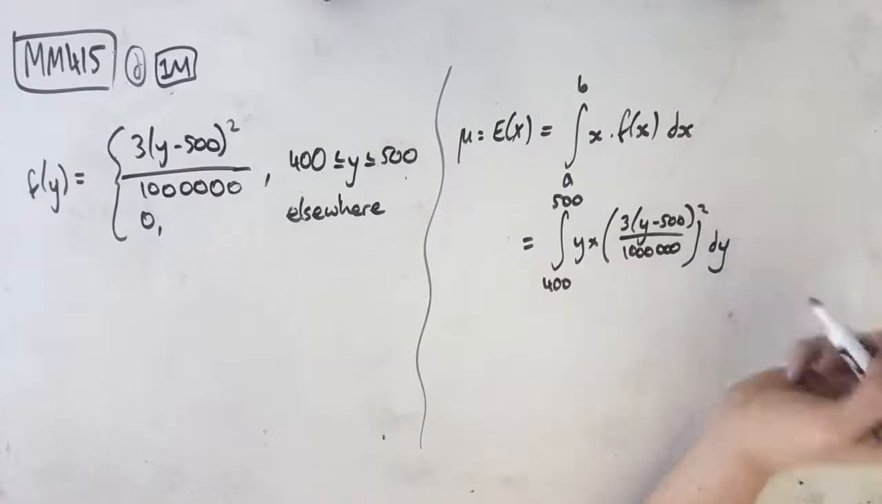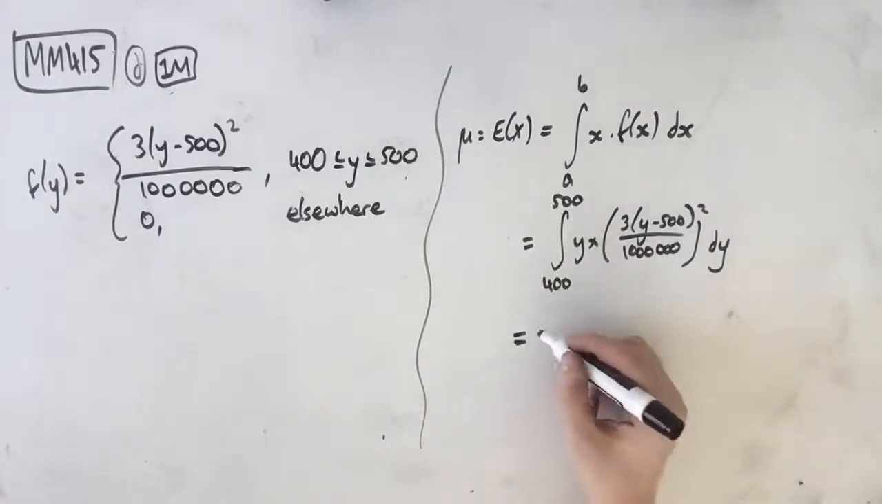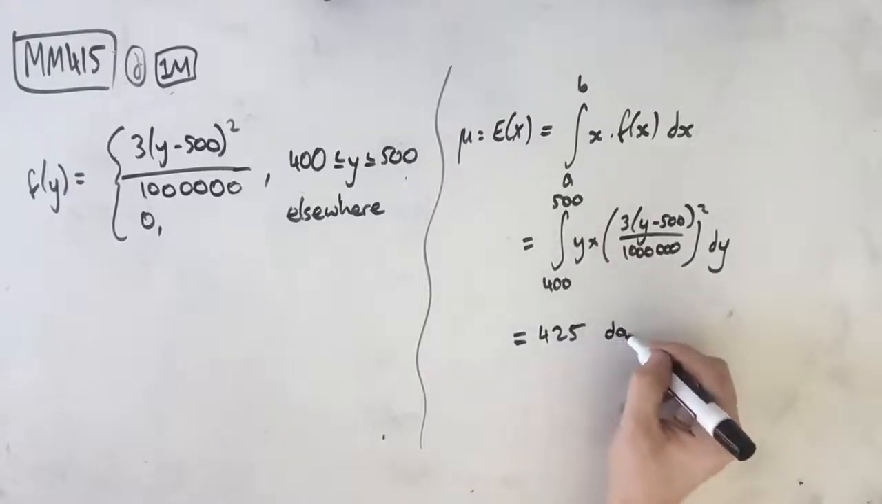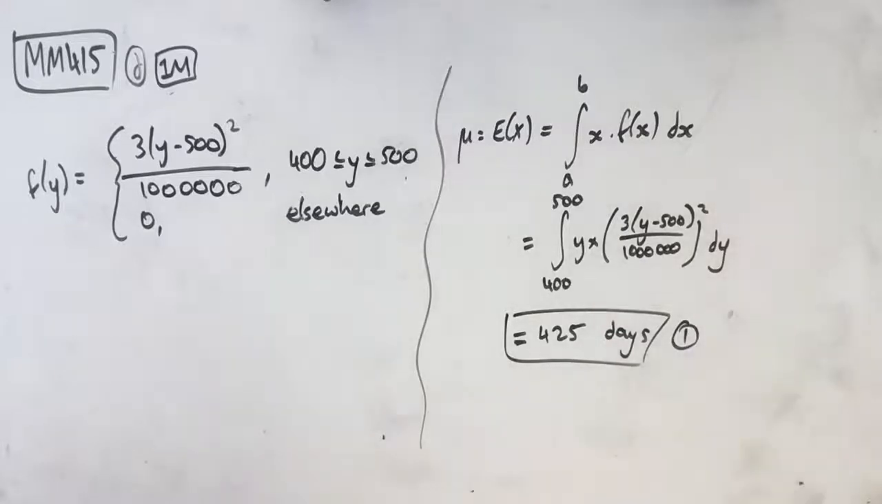dy. Awesome. And because this is a 1 mark question, we can just sub this into our CAS. What we actually get is 425 days mean. And that's our first and only mark. So guys, let's move on to part E, which is also a 1 mark question.